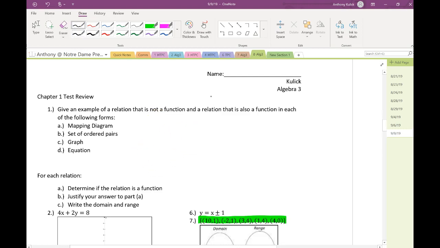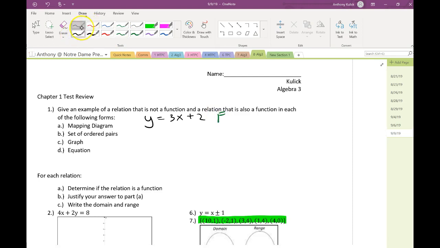The last one is equations. Can somebody give me an equation for a function? Great. So y equals 3x plus 2. Really anything of the form y equals mx plus b would work. Because what is the graph of y equals mx plus b? Just like a diagonal line, right? Those will always be functions. That's great.